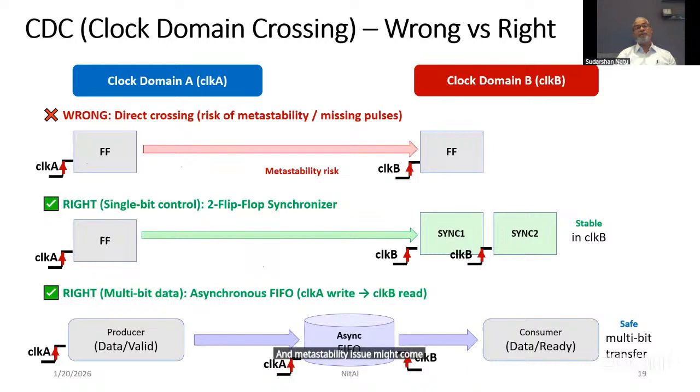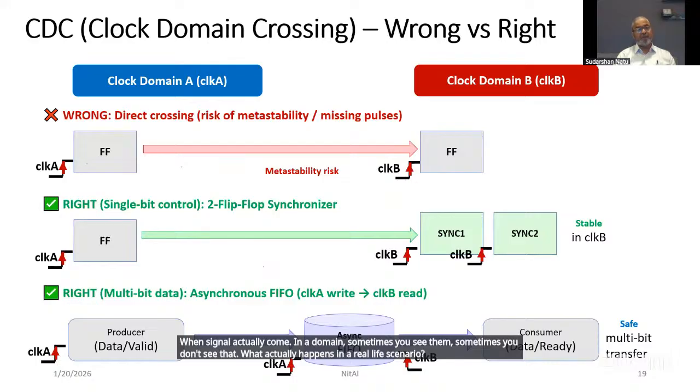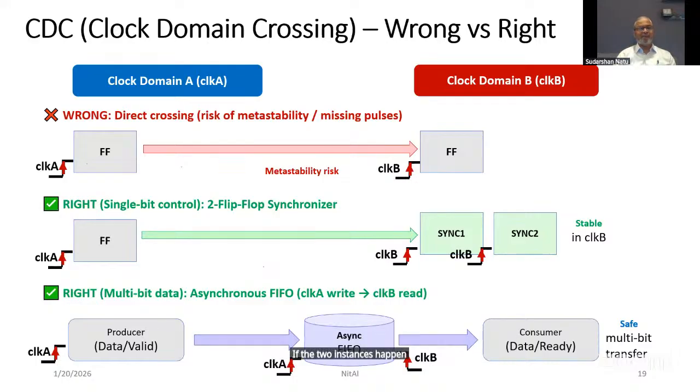So what happens with metastability? When a signal comes into a domain, sometimes you see it, sometimes you don't. What actually happens in a real-life scenario? If the two events happen exactly at the same time, there is a good chance that you will see the previous or the next new state, right? The same thing will happen in a digital design. And how is it taken care of?